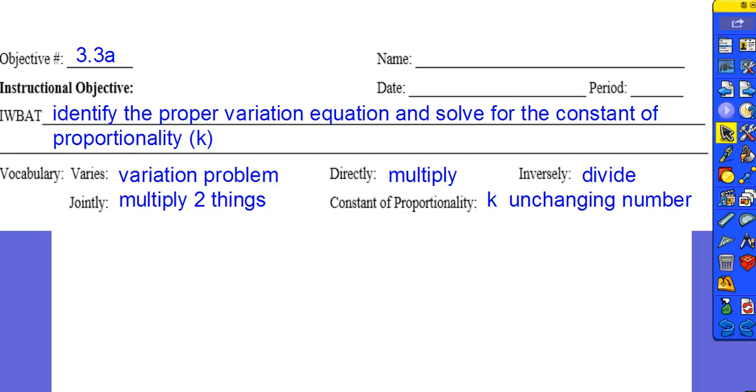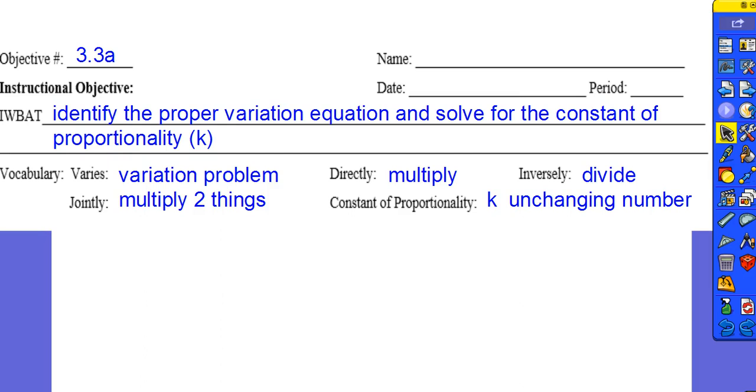If you see the word direct, directly, any version of direct, you're going to multiply. So direct tells you that you're going to multiply some numbers. If you see the word inverse or some form of the word inverse, it is directing you to divide. If you see the word jointly, it's asking you to combine 2 things through multiplication.